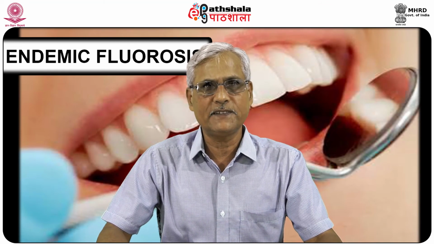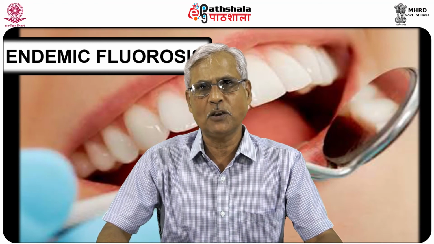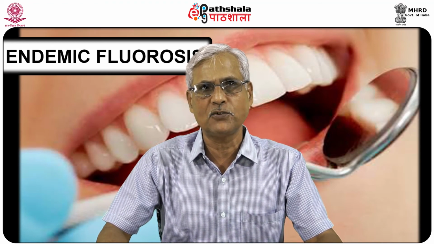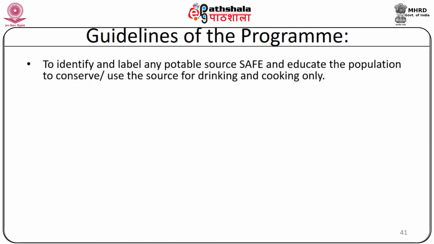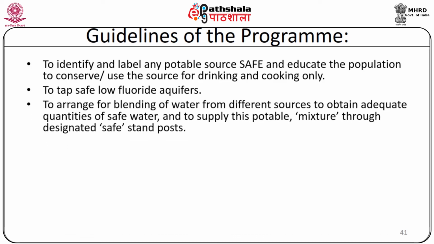Guidelines of the program have been set to identify and label any potable source safe, and educate the population to conserve and use the source for drinking water and cooking only. To tap safe, low fluoride aquifers, to arrange for blending of water from different sources to obtain adequate quantities of safe water, and to supply this potable mixture through designated safe stand posts.